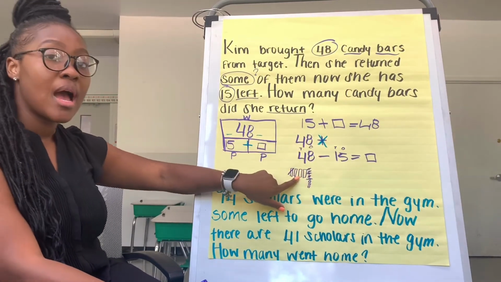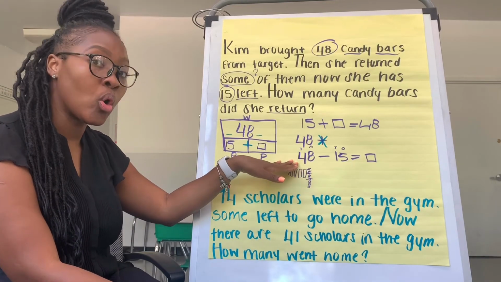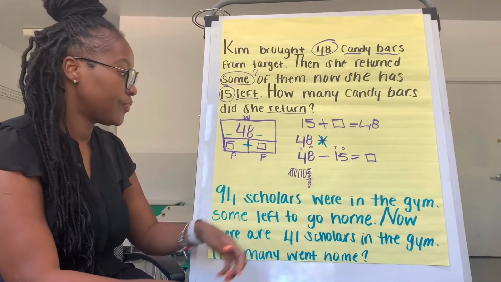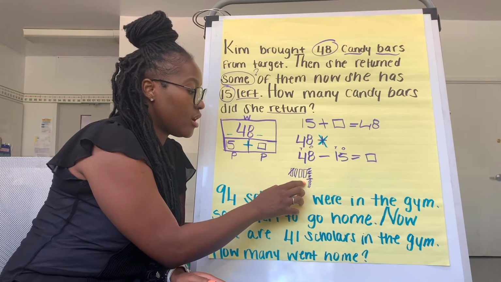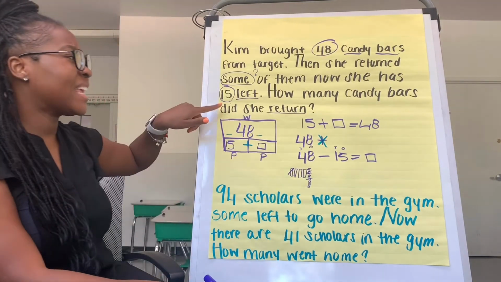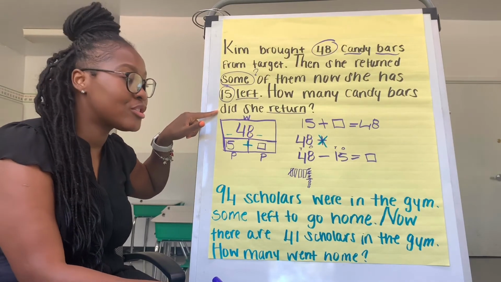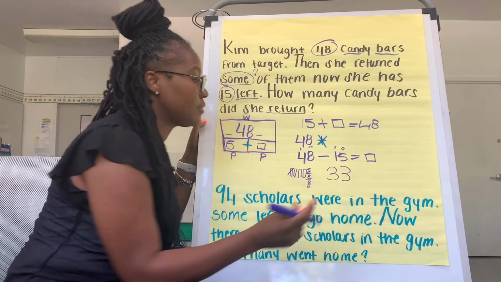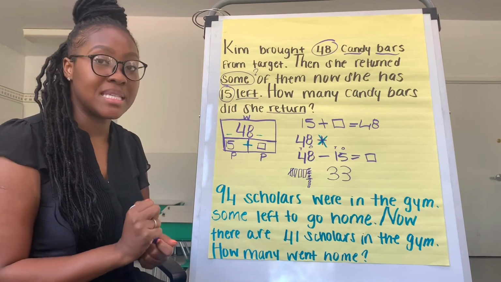Now I'm going to count how much is left in my representation of my whole to figure out my unknown part. So let's count what's left. 10, 20, 30, 31, 32, 33. So how many candy bars did she return? Yes, she returned 33 candy bars to the store. Good job today using count back to help us find that missing part.